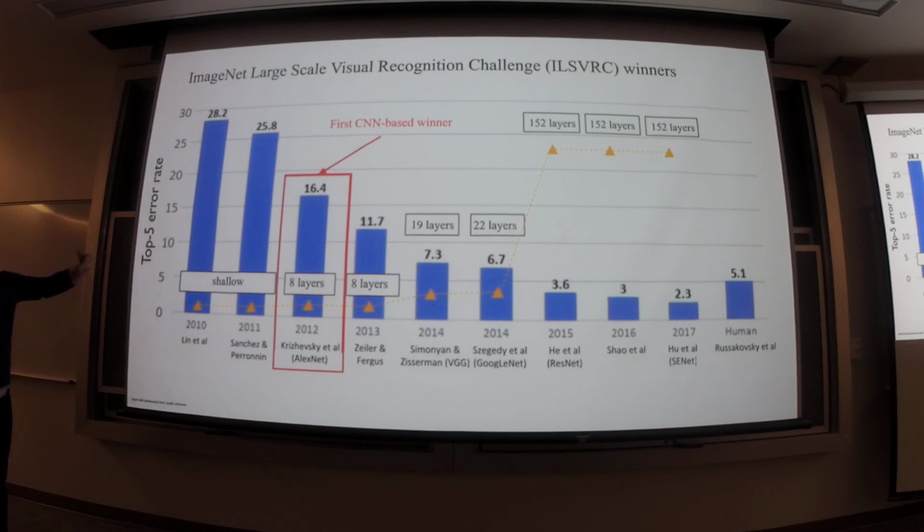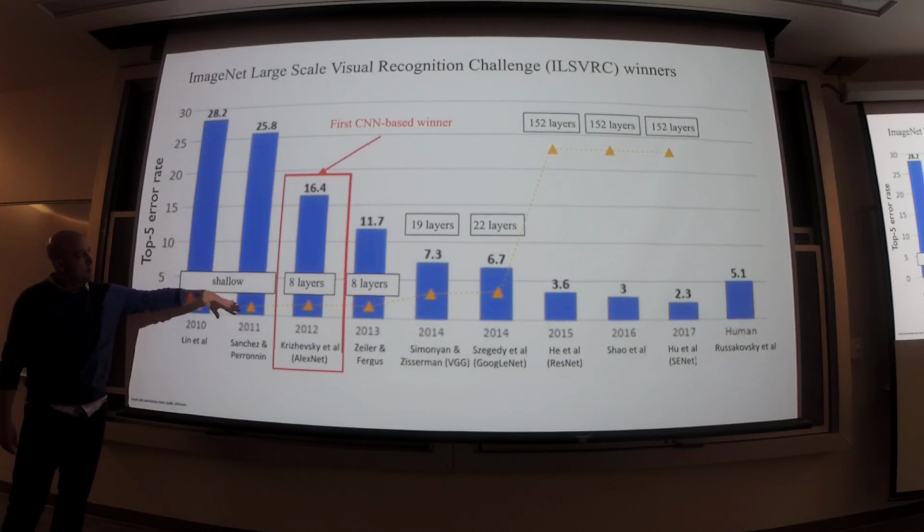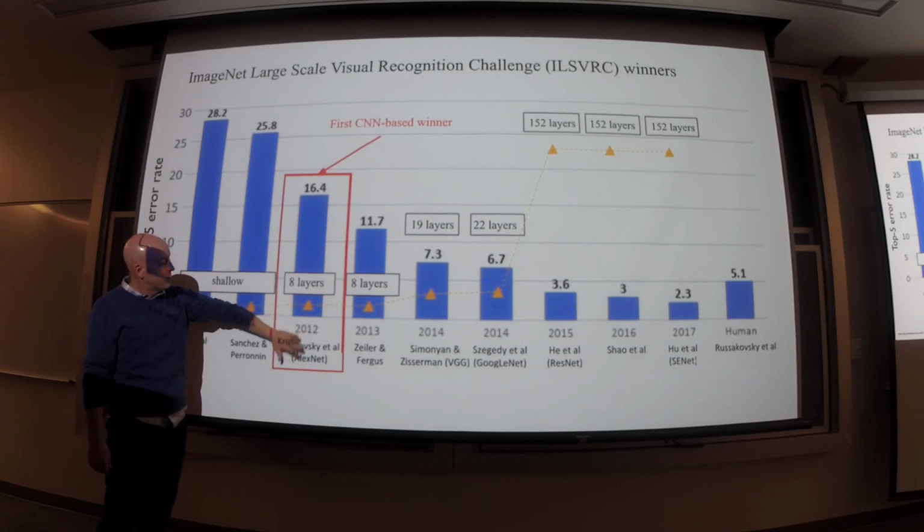It wasn't amongst the top 5 guesses. If you look at this, you'll see this goes from 28.2. I mean, it just keeps going down. 28.2, 25.8, 16. And then right here you get 16.4.